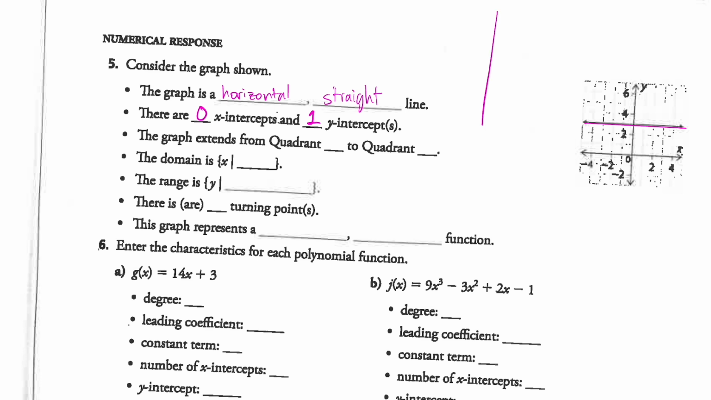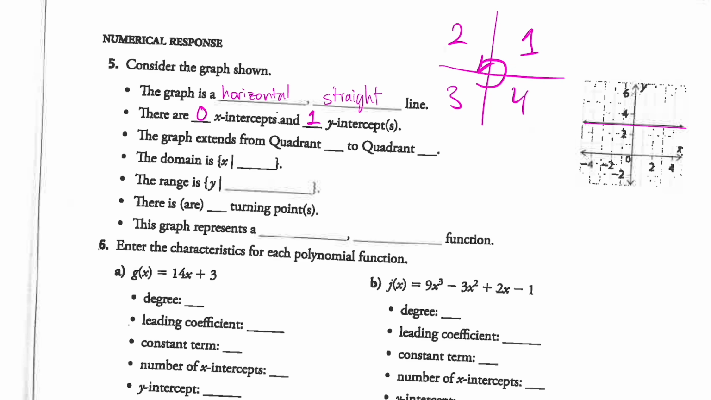The graph extends from quadrant what to quadrant what. For any Cartesian plane, the quadrants are 1, 2, 3, and 4. Don't know why I did Roman numerals. That's just the way it was taught to me. You can literally just do 1, 2, 3, 4. So it sort of counts like anti-clockwise, starting from the top right.